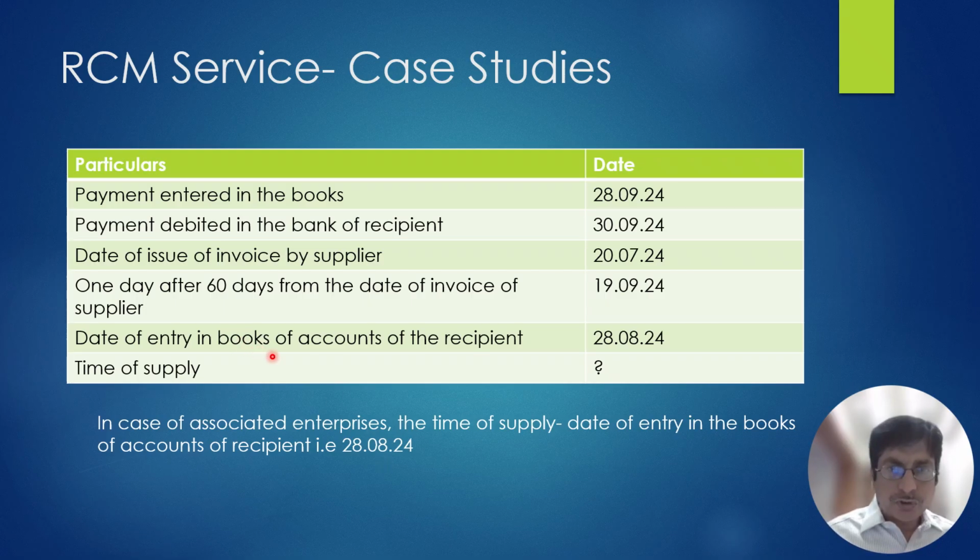Date of entry in the books, not date of payment. See, date of payment is 28 September. Don't get confused. Specifically, such dates are given by the institute. See, the date of entry of that service expense in the books of the recipient associated enterprise is 28 August. So 28 August is the time of supply, only in case of associated enterprise. In normal cases other than associated enterprise, just now we saw 19 September 2014 is the time of supply. Okay. Let's go to the next.